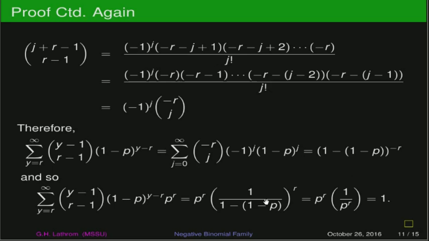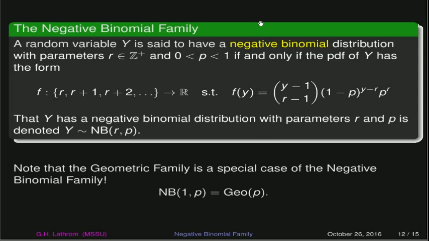And so yes, that does give us a probability density function. Again, the third axiom is kind of taken care of for us. And so yes, we have just developed a new family of distributions. In fact, that new family is the negative binomial family of distributions.